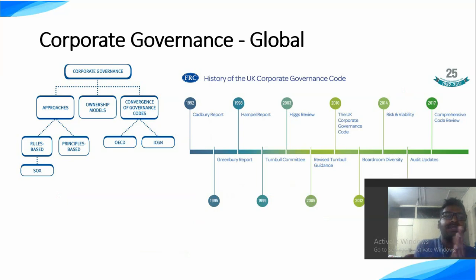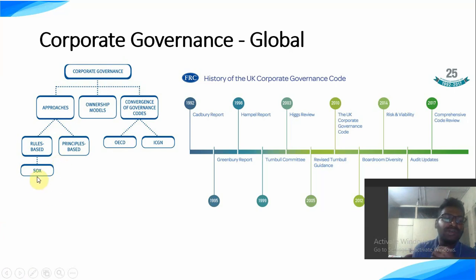So now let's look at corporate governance at a global level. Are there any rules and regulations? Yes, there are. For example, if you take corporate governance approaches, you can go either rule based or principle based. Since we are a British colony, all the British Commonwealth countries have a principle base because our legal system is based on the UK. Rule base basically goes to the USA, Canada and the North American and South American regions.